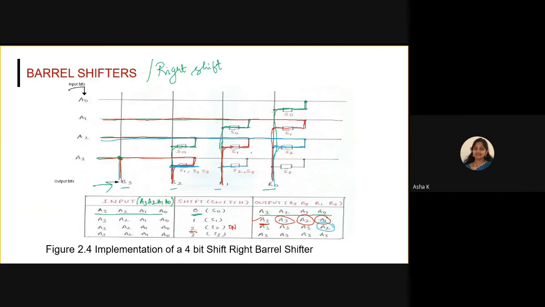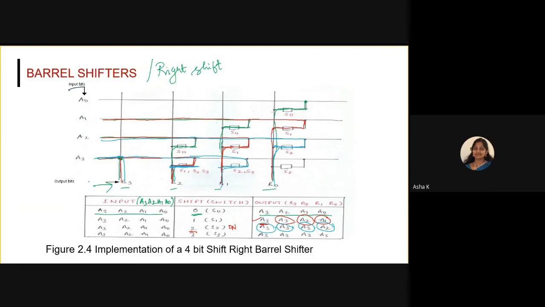Hence B1 is equal to A3, the blue color line. Again B2 is equal to A3. Then B3 is also equal to A3. So we are going to get this here.